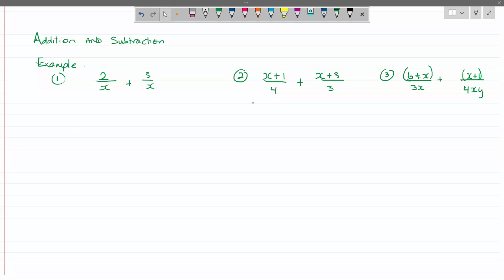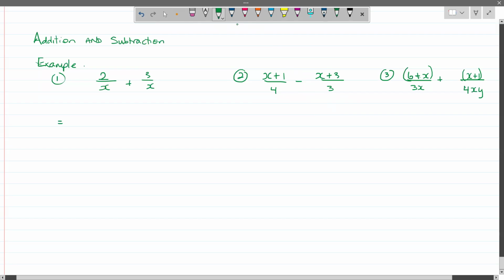Let's look at these 3 examples of adding and subtracting algebraic fractions. Notice here that for each of them, we don't have the equal sign that we saw before, where we eliminated denominators when we were solving equations involving fractions.